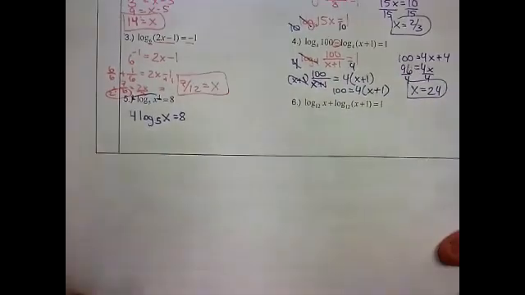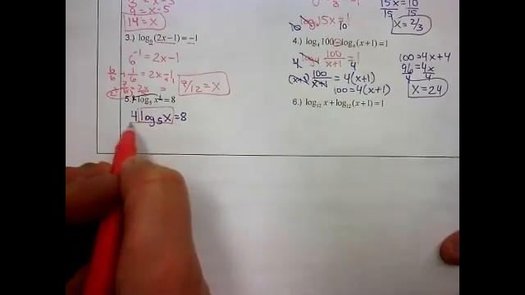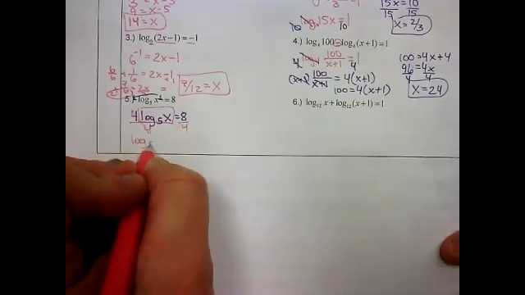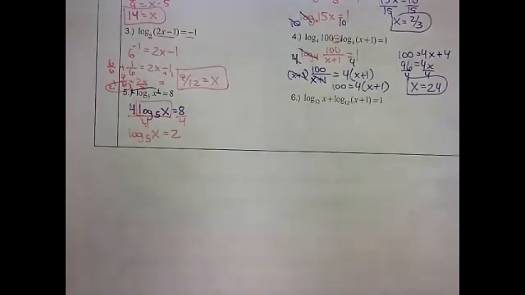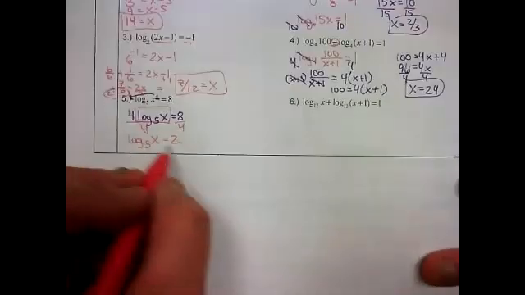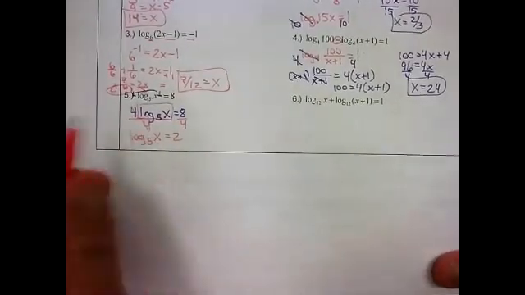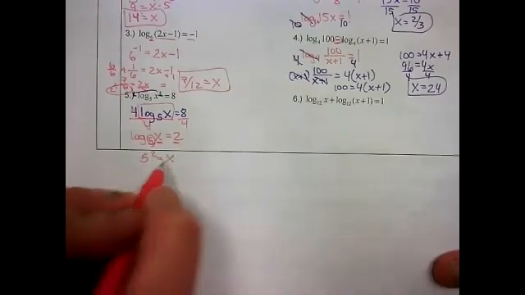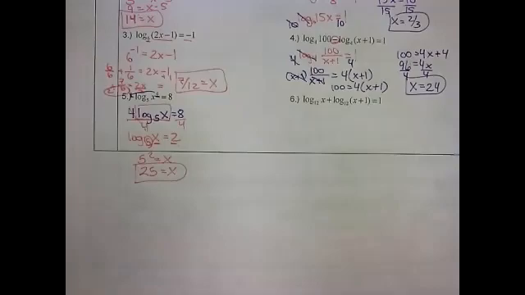Well, now I need to get all of this stuff by itself. So I'm going to divide both sides by 4. That gives me log base 5x equals 2. Now I can rewrite this. This one's pretty basic. I'm going to rewrite it as an exponential function. So my x and my 2 are going to trade places, and my 5 is going to be my base. So it's going to be 5 squared equals x. So 25 equals x.